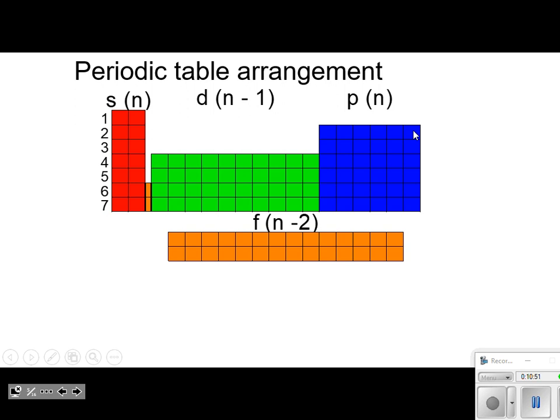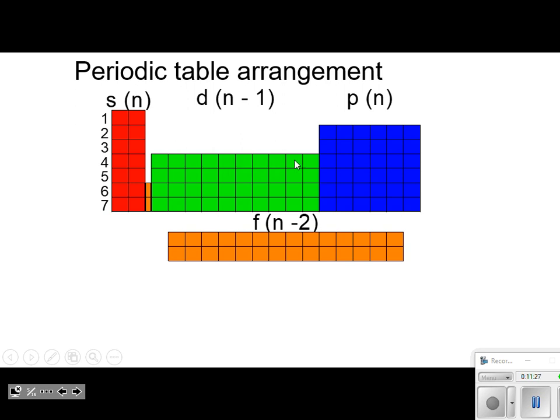Now, we said that the D has 5 orbitals. 5 times 2 is 10. Count across right here. My little green ones here. 1, 2, 3, 4, 5, 6, 7, 8, 9, 10. These right here are your D block, ladies and gentlemen. Now, with the D block, D is equal to N minus 1.